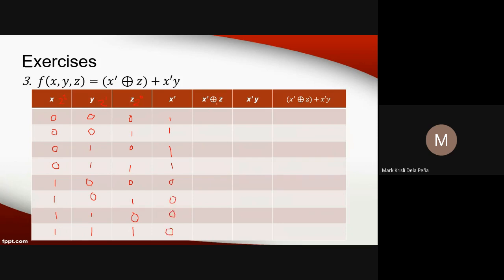Next, x prime XOR z. Remember, they should have different values so that the output of the XOR is 1. Otherwise, the output of the XOR is 0. Your x prime is 1, z is 0, so this is 1. X prime is 1, z is 1, so that's 0. I'll erase this one first.